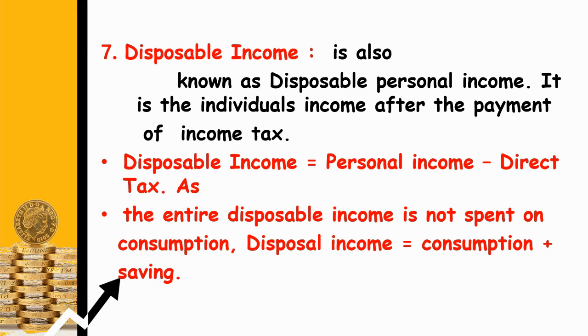Now, the whole of personal income cannot be spent for consumption because it includes income from which direct taxes have actually been paid. Therefore, in order to obtain disposable income, direct taxes are deducted from where? Personal income. So hence it becomes disposable income. So disposable income is equal to personal income minus direct tax. Only one point you have to keep in your mind: you have to deduct direct taxes from your personal income, which will become disposable income.